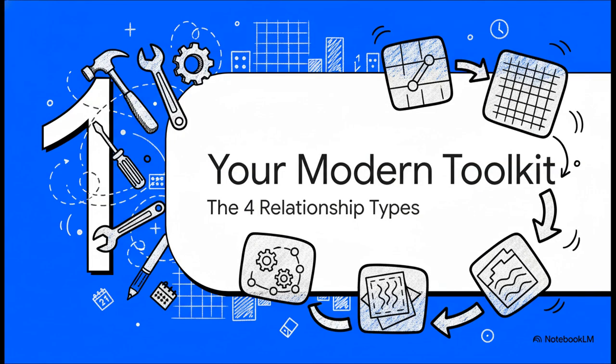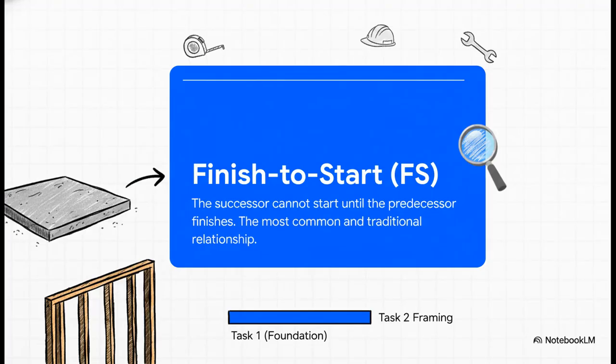All right, first things first, let's get our modern toolkit stocked up. We're going to look at the 4 fundamental relationship types that let you model what actually happens in the real world. Let's start with the classic, finish to start, or FS. This is the one everybody knows. You pour the foundation, then you start framing the walls. One task has to completely end before the next one can even think about beginning. It's really the basic building block of scheduling, but trust me, it's not the whole story.